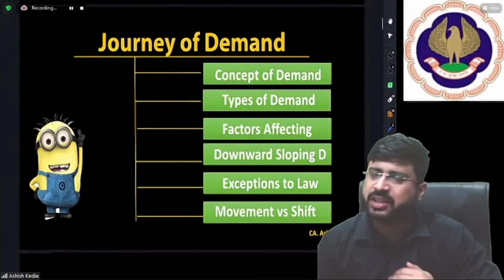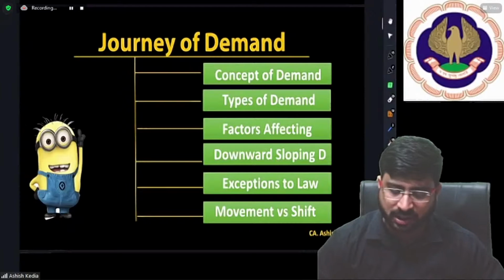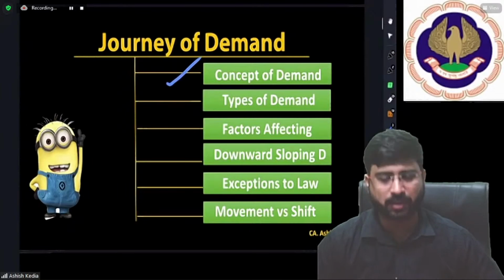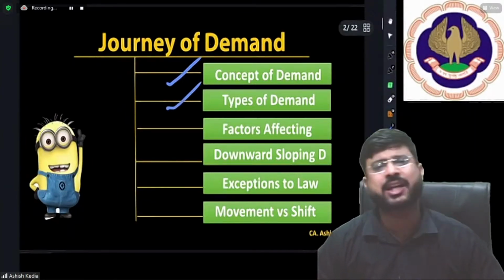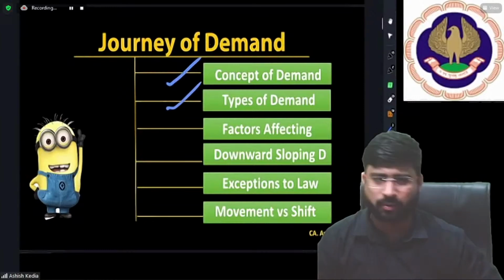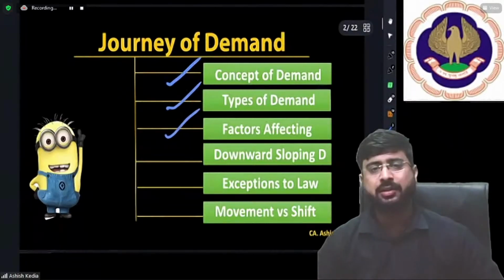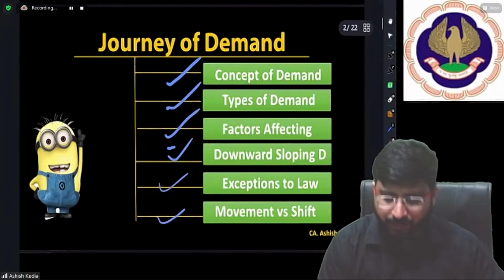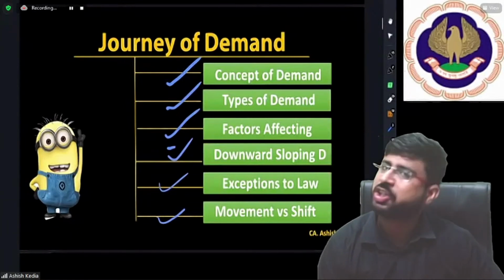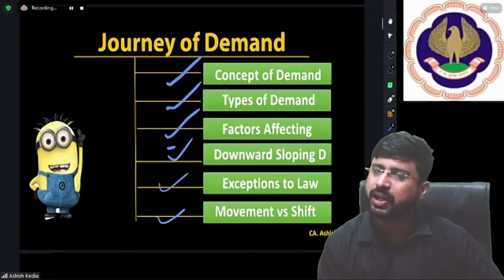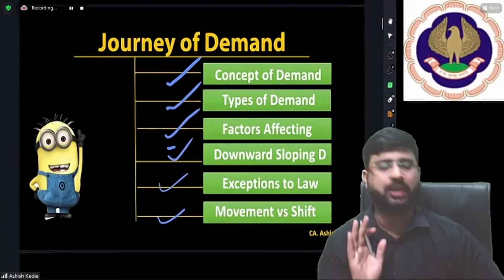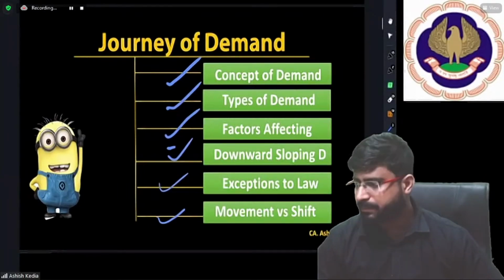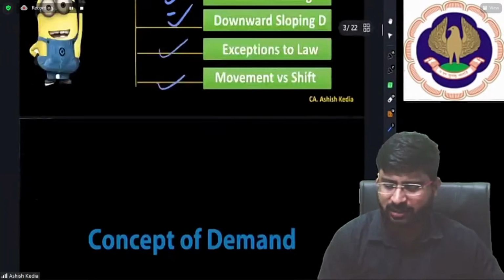Before I start, let's get the journey of demand. Like what are we supposed to study? So first of all, I'll explain the concept, meaning of demand, how demand is a flow concept. Some types of demand I will explain that will help us in elasticity of demand. Factors affecting demand, rationale behind the downward sloping demand curve, exceptions to the law of demand, and movement versus shift of demand. Okay. So this is what we are going to cover. Once we have covered this, you can be rest assured that we are very well prepared for our examination. Okay. So with that being said, let's attack today.